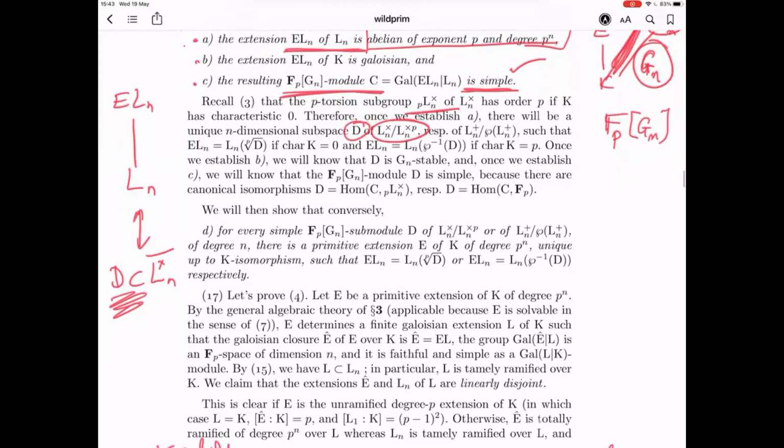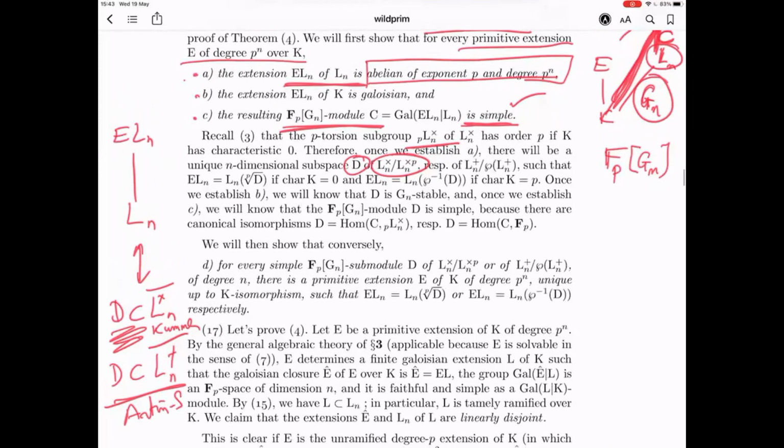And if it happens to be of characteristic p, then this D is going to be in Ln plus bar. That's Artin-Schreier theory here. It's Kummer here. Kummer, Artin-Schreier. Right? Such that E·Ln is equal to this in characteristic 0 and equal to this in characteristic p. And so that will follow when we have established A.